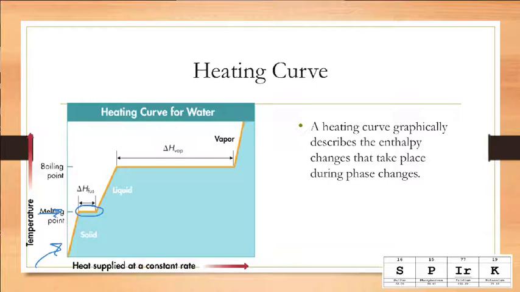So along this line, the temperature remains constant, but that is where we see the solid melt to a liquid. And then as we increase the temperature, we reach this next line, which is our delta H of vaporization. And this is where we see the boiling point. And again, the temperature is constant as the liquid changes into the vapor phase.